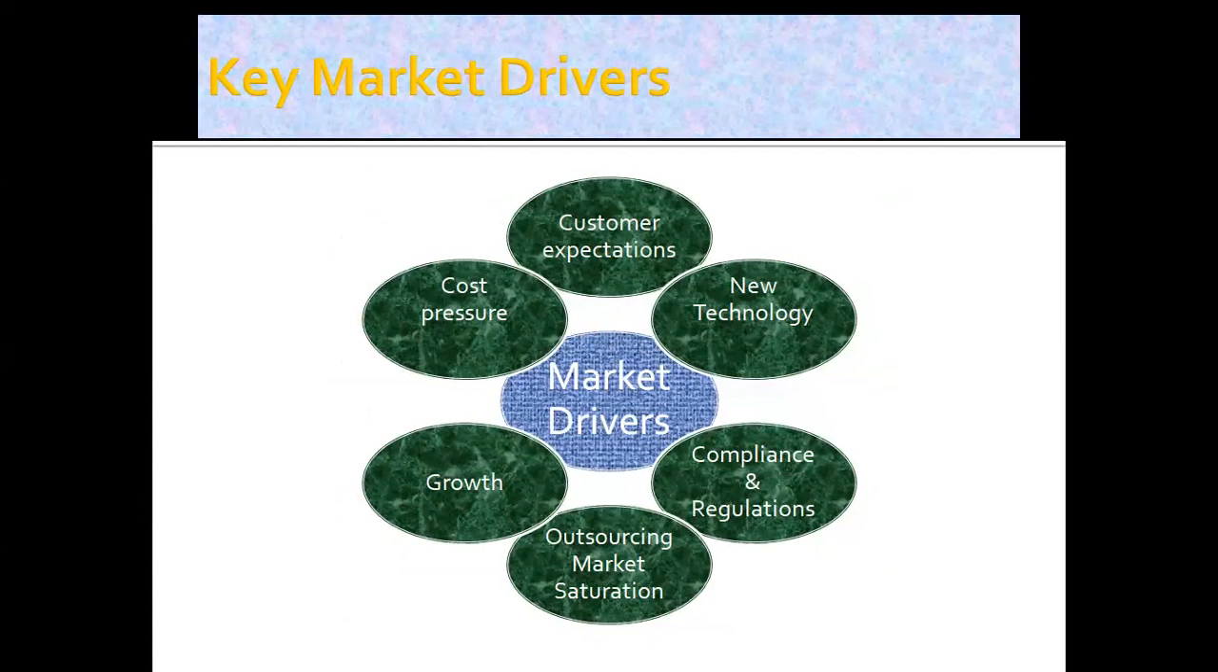Okay, so what are the key market drivers for RPA? Why do we need RPA? The first one is cost pressure. For BPO, telecom, wherever you have many resources doing the same repetitive jobs, you have to reduce your costs. That is one of the reasons.